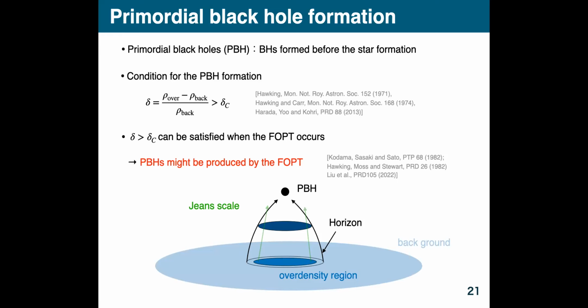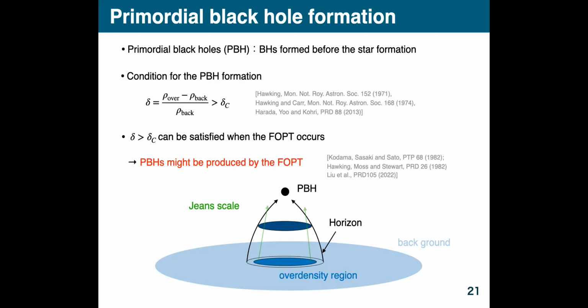And also there is a condition for the PBH formation. This is the condition of the PBH formation. And rho bar is the energy density, the average energy density of the whole universe. And rho is the energy density in the overdensity region.